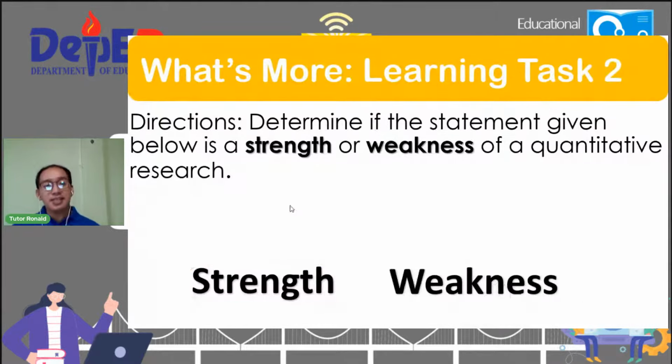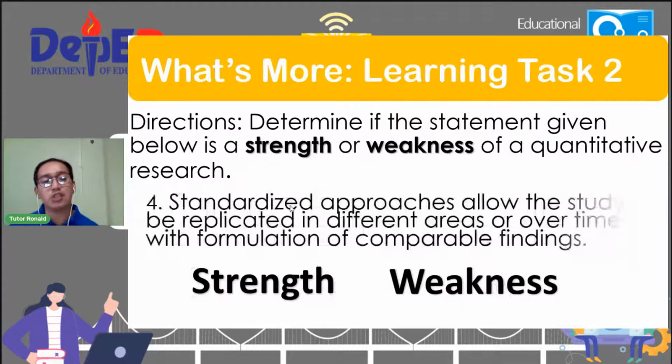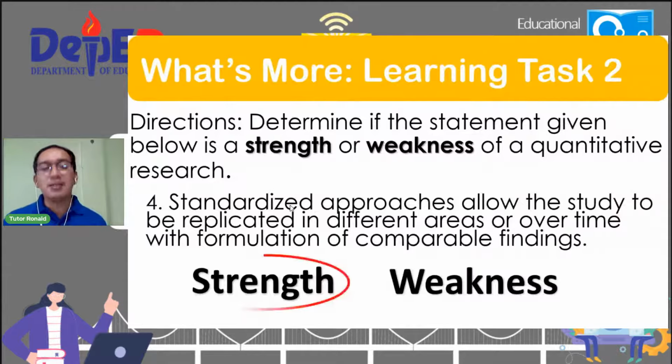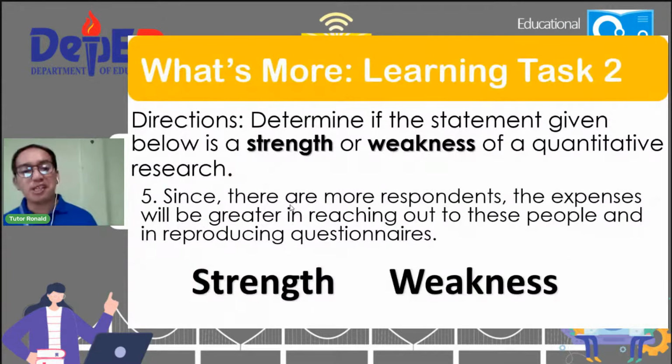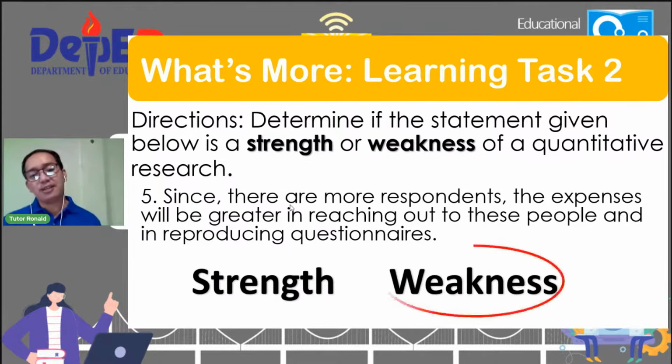Next, standardized approaches allow the study to be replicated in different areas and over time with formulation of comparable findings. Which is which? Pili lang po kayo sa dalawa, strength or weakness. And the correct answer is strength. Then the last number. Since there are more respondents, the expenses will be greater in reaching out to these people and reproducing questionnaires. Of course, it is a weakness.